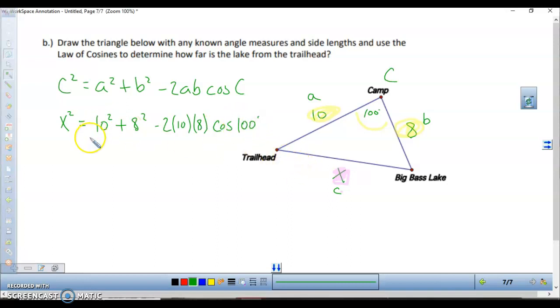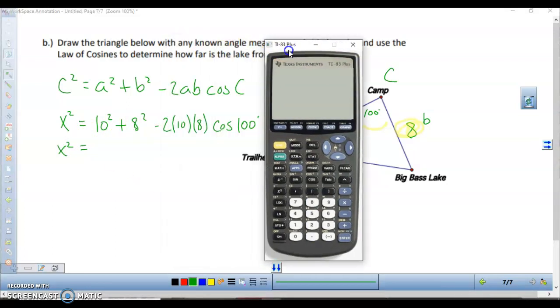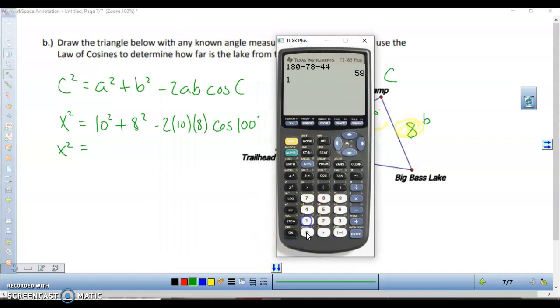So all I'm going to do is I'm just going to punch all of that into my calculator in one fell swoop here. So let me pull up my calculator and show you. So 10 squared plus 8 squared minus 2 times 10 times 8 times the cosine of 100 degrees. Oh shoot, I did 1,000. Hold on. Sweet. All right, and I got that x squared is about 191 point blah blah blah. So I'm just going to write that down like 191.78 it looks like.